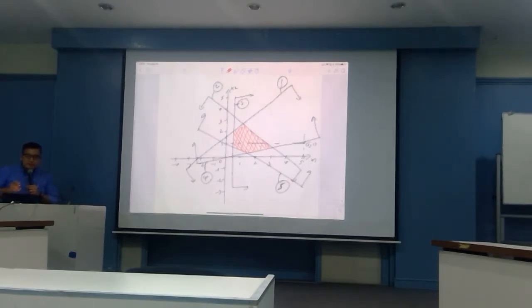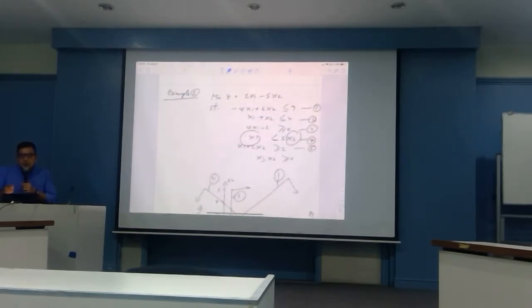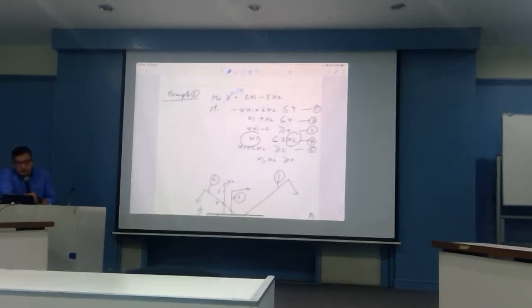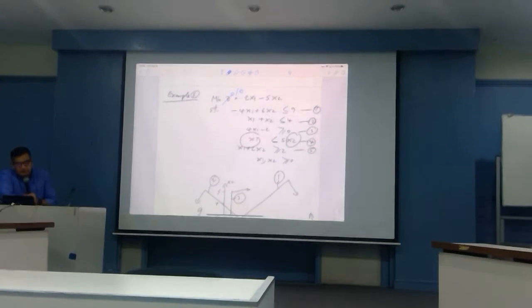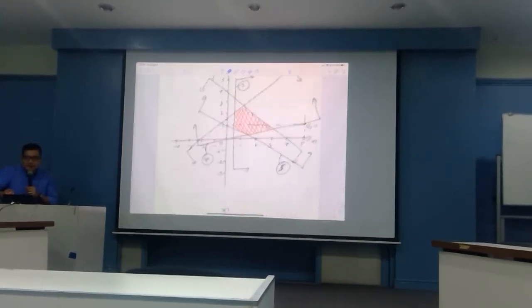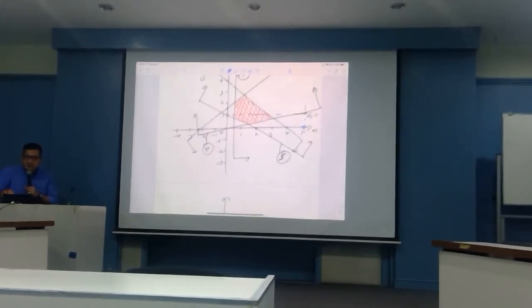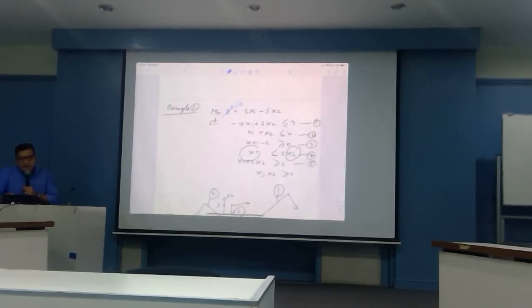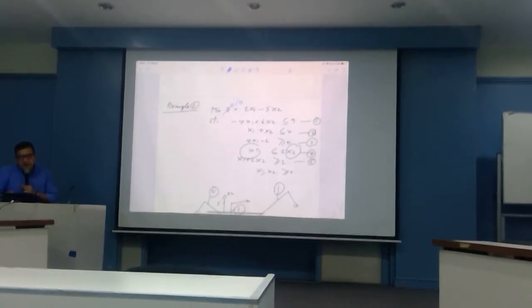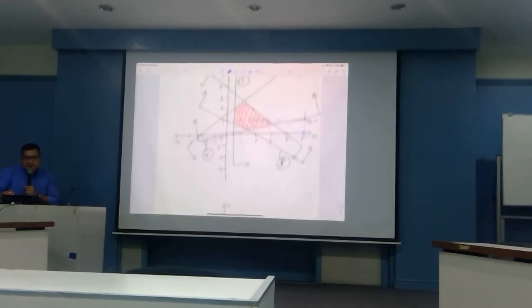So the next step is we assume the value of the objective function and draw the graph of the iso cost line. Let's say that we assume z to be 10. So we have the objective function 2x1 minus 5x2 equal to 10. For the x1 intercept, we substitute x2 to be 0. We have 2x1 equal to 10, so x1 cuts at 5. Here. For the x2 intercept, we substitute x1 to be 0. We have minus 5x2 equal to 10, so x2 cuts at minus 2.